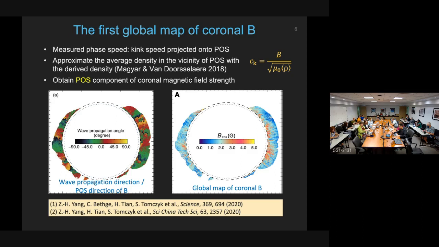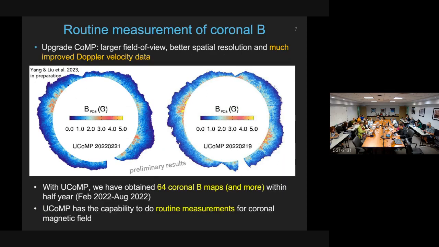We think it's the plane of sky component in this work, but we will see that it's not actually on the exact plane of sky. And so this is what we did using CoMP observations. And what about UCoMP? For UCoMP, because it has a larger field of view and a better spatial resolution, and more importantly, it has much improved Doppler velocity data.